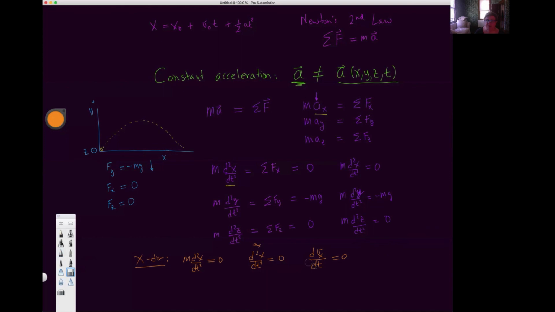Don't even need separation of variables here, right? Okay, so what is this telling me? If something's derivative with respect to time is 0, it tells me that that object, v sub x, is a constant in time, right? So I can write that down. V sub x equal constant, right? So V sub x is not going to change.